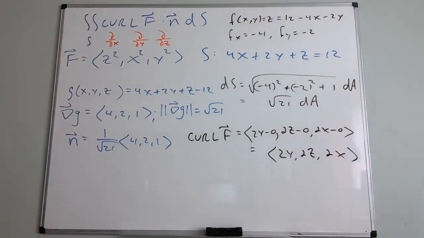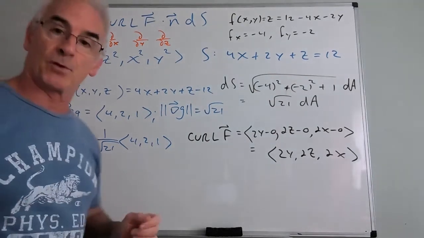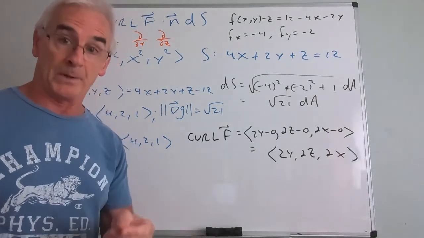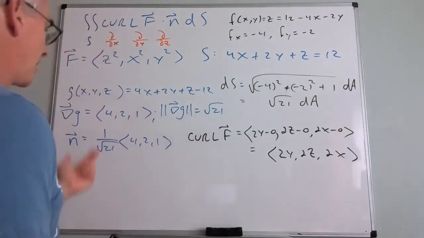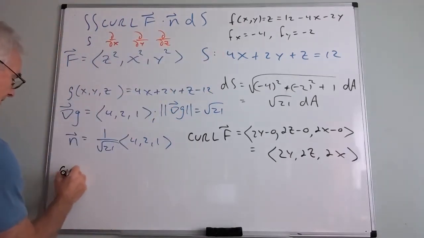Again, if I make a mistake and I get a wrong sign, that will definitely affect my final answer. So now the last piece of the puzzle before I write my integrals, I need to figure out my integrand, which will be curl of F dotted with n dS. So let's write that down.